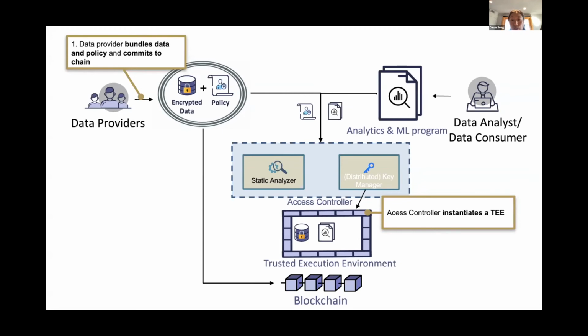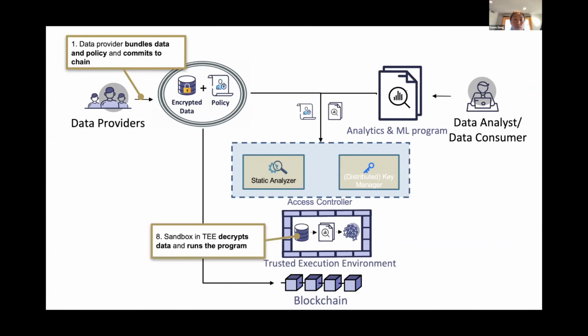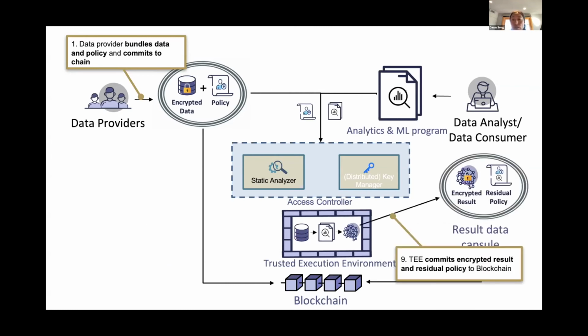And also we have, for example, a trusted execution environment. This can be done in different ways, either utilizing secure hardware. We can also use, for example, methods such as MPC and so on. So in this example, let's say it uses secure hardware or this trusted execution environment. Essentially, the encrypted data will be sent into this trusted execution environment, and the key manager will send the key inside as well. And the encrypted data can be decrypted and the program can be run, which returns the result. But the result will also stay encrypted together with a residual policy.